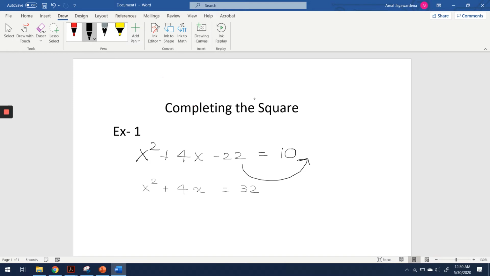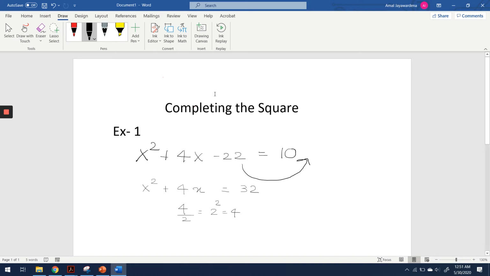So the next step that we should do is we should divide this middle number that is with x by 2. So you divide 4, or whatever the number that you have with x, by 2. So you get 2 and you square that number. So you get 4. Right?